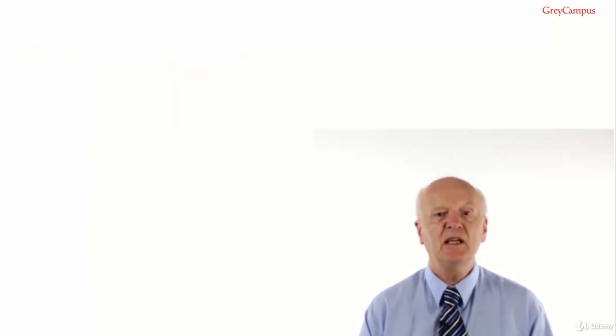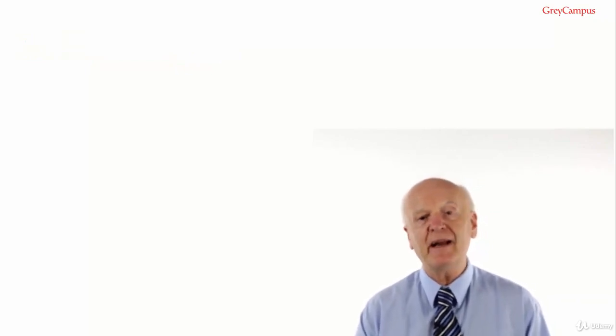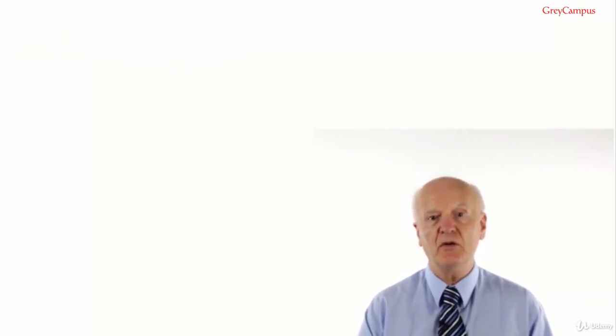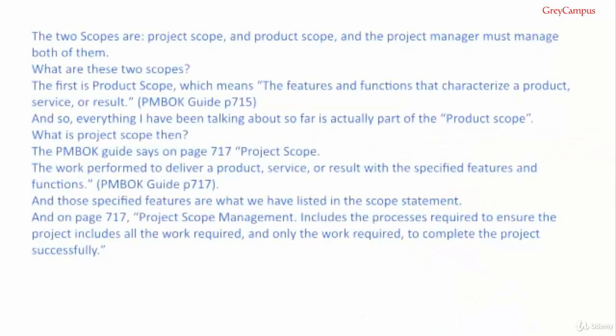But there's a twist to it, because in a project there are actually two scopes, not just one. The two scopes are project scope and product scope, and the project manager must manage both of them. So what are these two scopes then? The first, the product scope, means the features and functions that characterize a product, service or result. That's in the PMBOK guide page 715. And so everything I've been talking about so far is really the product scope, the what's in the box.